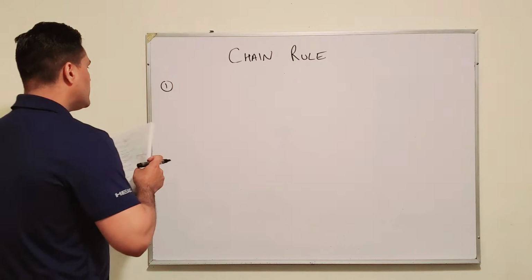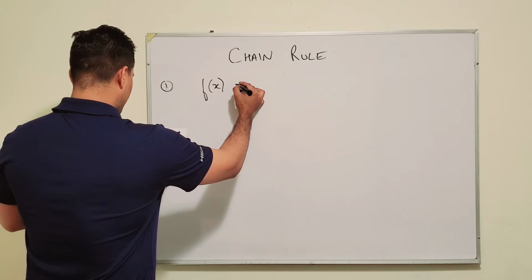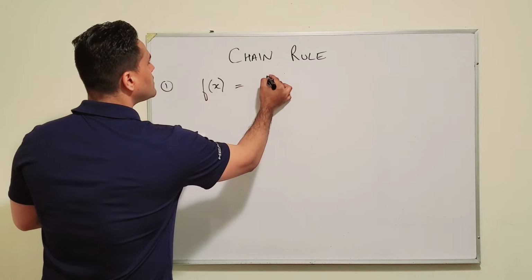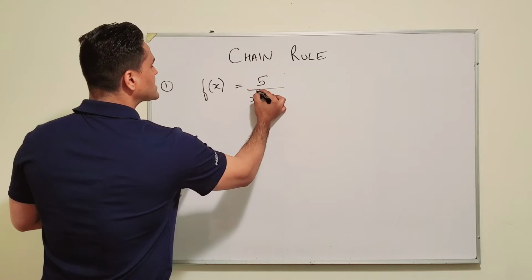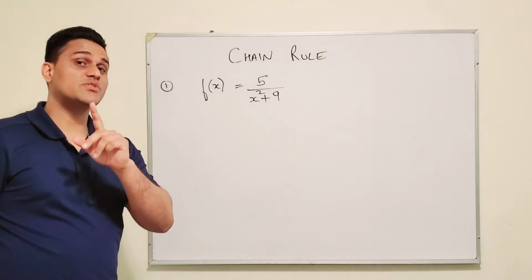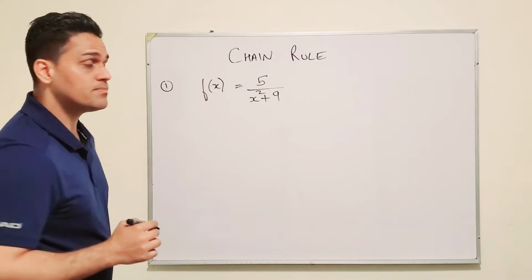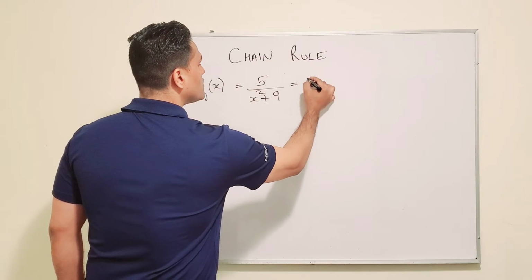Let's carry on. So we have f of x is equal to 5 over x squared plus 9. Now guys, we did this question using quotient rule early on, but we can easily do this using chain rule. Okay, let's move this term to the top.